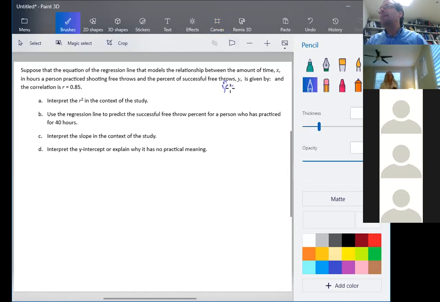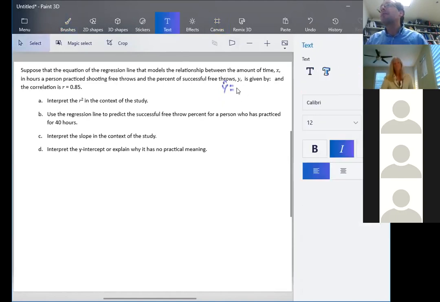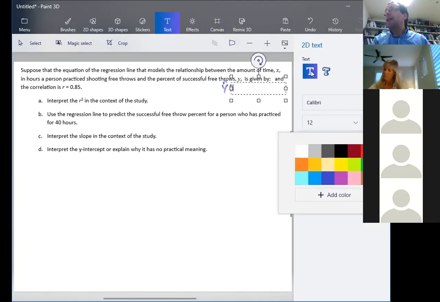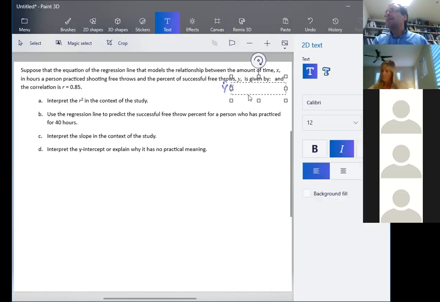y-hat is equal to 14 plus 0.4x. Is that not showing? All right, it's black. 14 plus 0.4x. I apologize if you can't see this. See, it worked. Good, it did work.